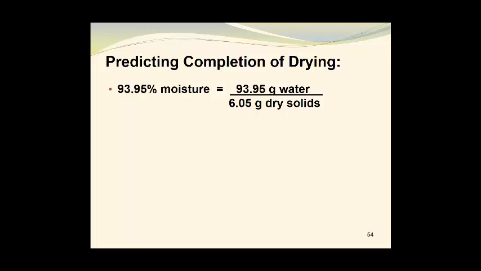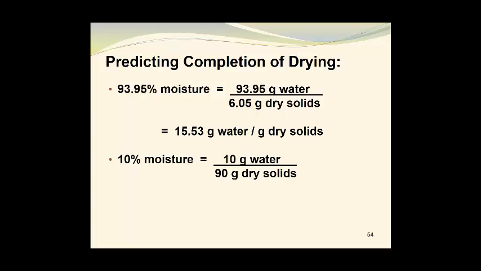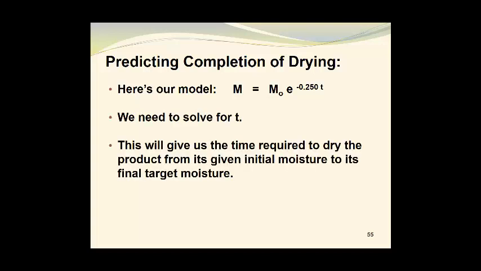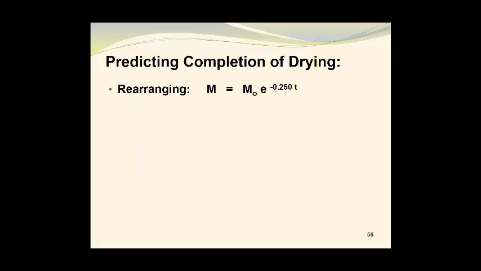So 93.95% wet basis moisture will equal 15.53 grams of water per gram of dry solids, and 10% wet basis moisture will equal 0.111 grams of water per gram of dry solids. So here's our model. We need to solve for t, and this will give us the time required to dry the product from its given initial moisture to its final target moisture.